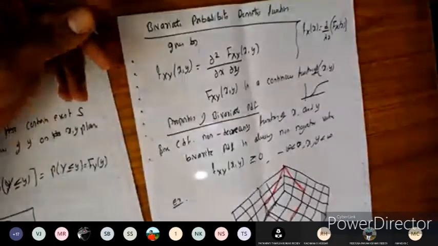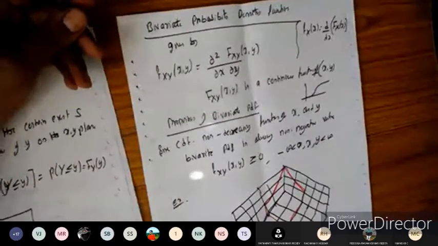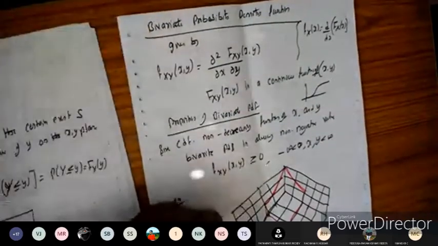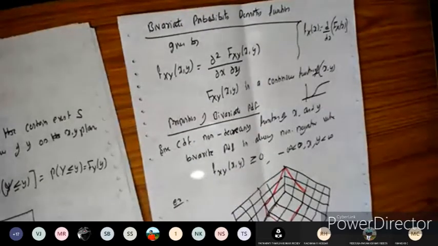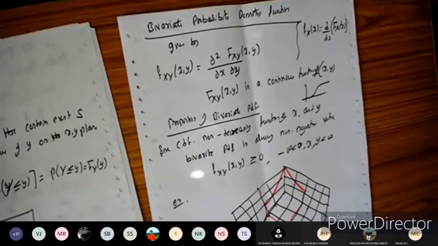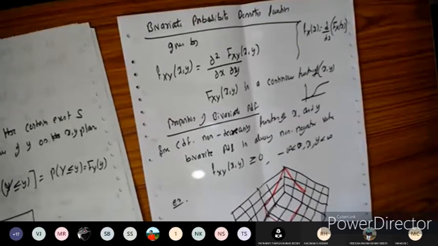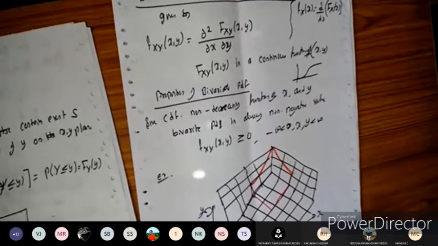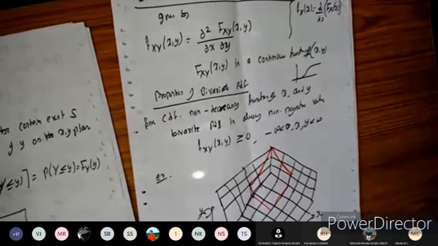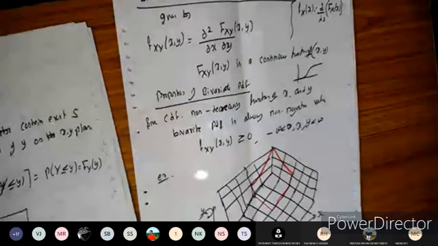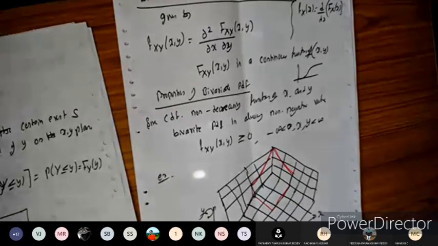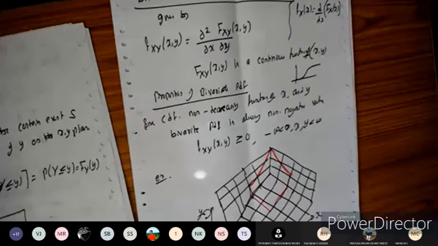This is an example of the bivariate PDF, where this is the y-axis and this is the x-axis. This is an example of the PDF which has been drawn here. The properties of the PDF that we have seen can also be extended to the bivariate PDF.